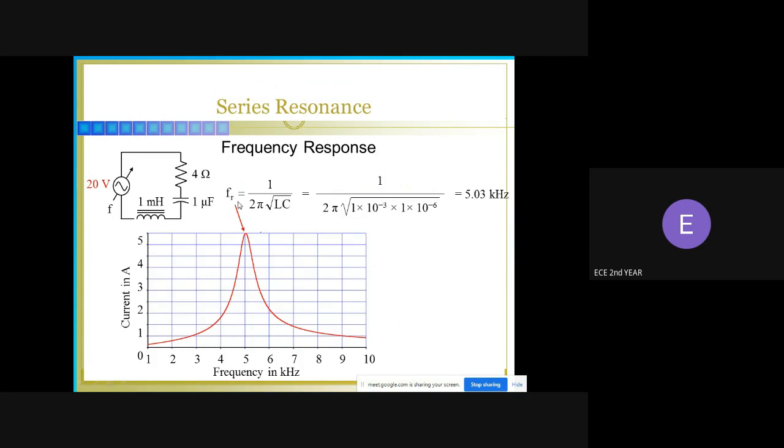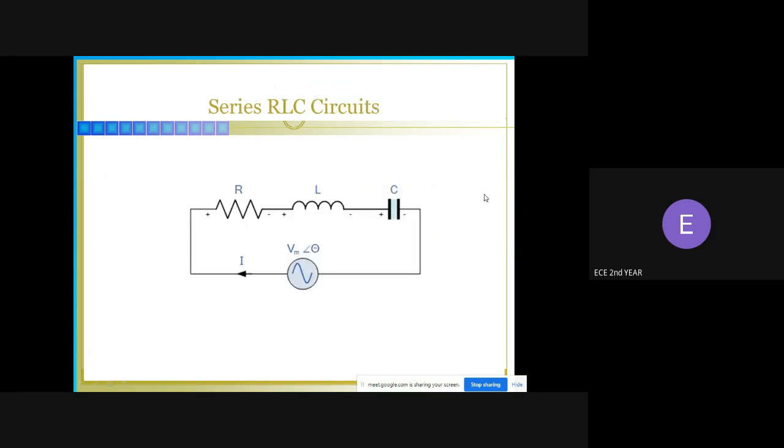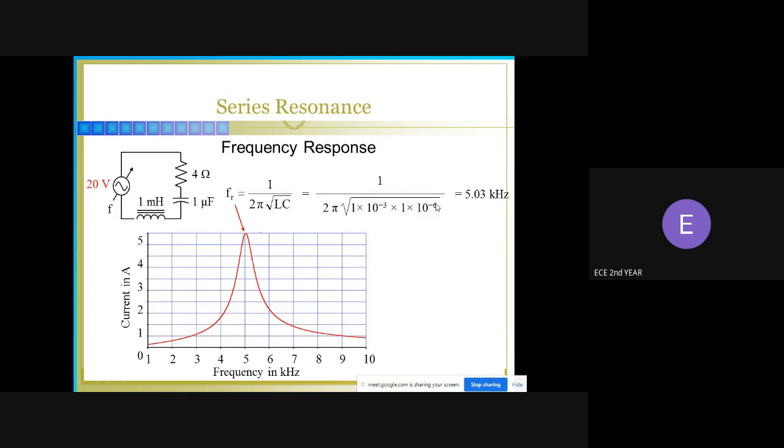So we can find the value of F_r, the resonance frequency, which is equal to 1 divided by 2 pi root of L into C. What is the value? For this circuit, the inductor is 1 into 10 power minus 3 henry, that is 1 millihenry, and the capacitor is 1 microfarad, 1 into 10 power minus 6. We get 5.03 kilohertz. So this is the resonance frequency.